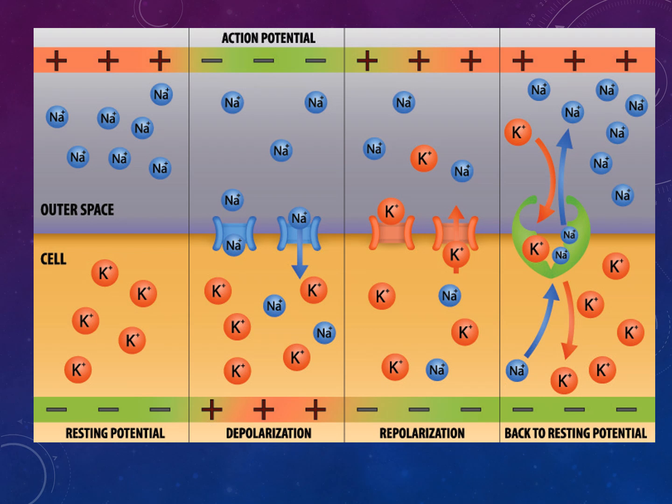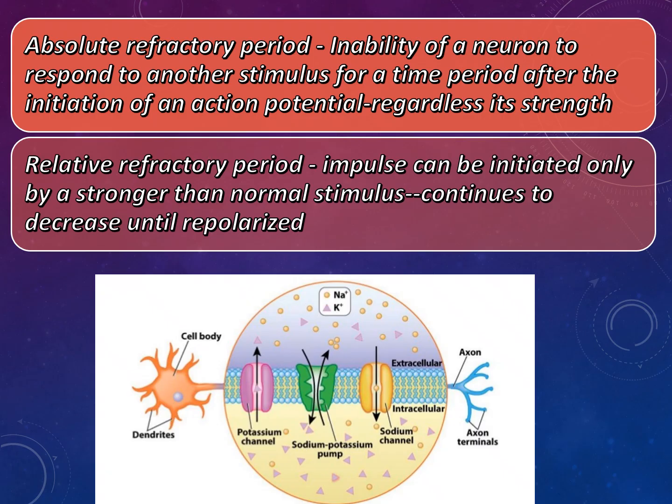In the complete transfer of impulses, first there is the resting membrane potential, then depolarization, followed by repolarization and back to the resting membrane potential. Now there are two different points that we have to know. That is the absolute refractory period. This is the inability of a neuron to respond to another stimulus for a time period after the initiation of an action potential, regardless of its strength. And the relative refractory period is defined as the period when an impulse can be initiated only by a stronger than normal stimulus, and it continues to decrease.